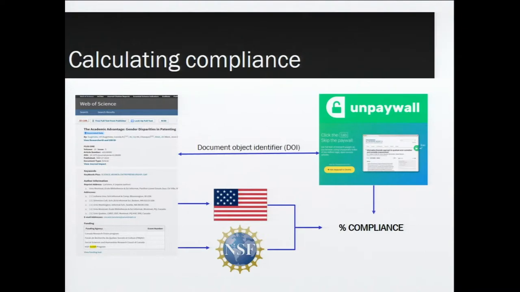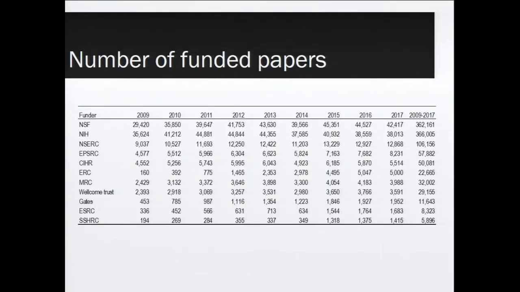As I said earlier, we linked the Web of Science data with the Unpaywall data to basically use the strength of both databases. In the Web of Science data, you actually have funding acknowledgement information. So we're able to know whether that paper is considered to be funded by one of the research councils, and to look at, for each of the funders, whether their papers were actually available through OA.